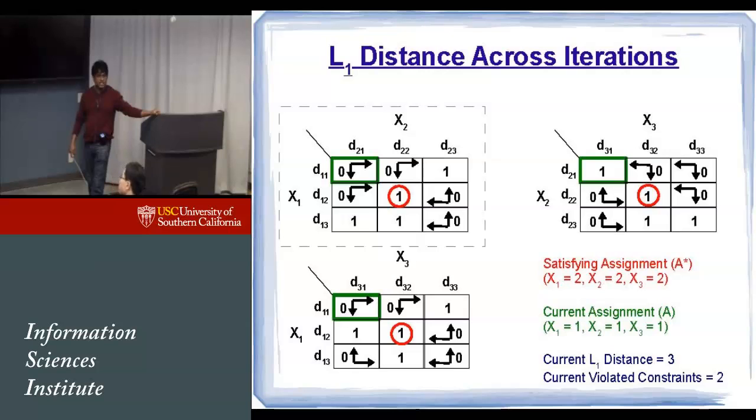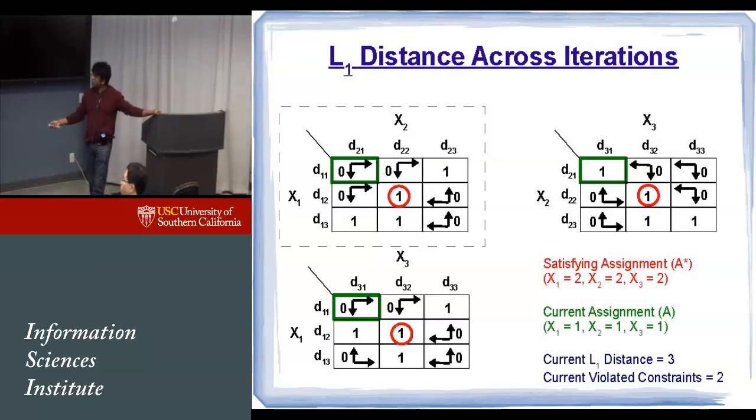But let's say that initially we started off with an assignment where I assigned x1 equal to 1, x2 equal to 1, and x3 equal to 1. The green squares that you see here are the projections onto the individual constraints. So now what is my algorithm saying? It's saying, look at some violated constraint, doesn't matter which one. Let's say this violated constraint.